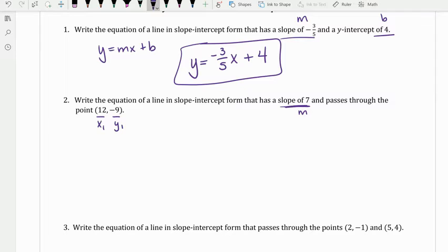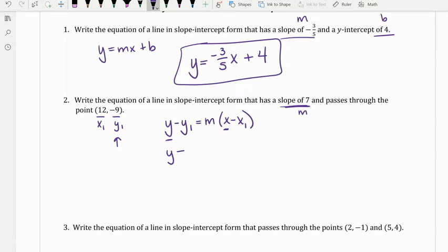And this time, since I have a point and a slope, I'm going to use point slope form, which is y minus y1 equals m times x minus x1 to get my equation of the line. Remember, this y and this x are going to stay as y and x. So y minus my y1 value is negative 9.